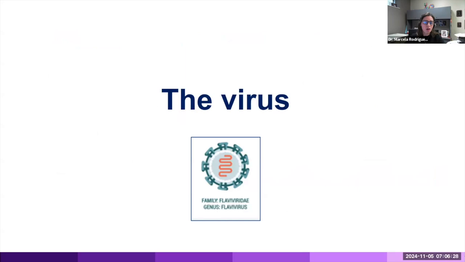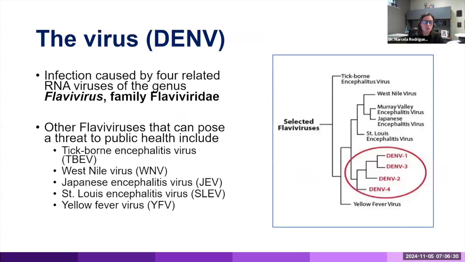So a little bit about the virus. This is called the dengue virus, abbreviated DENV. The infection is caused by 4 related RNA viruses of the genus Flavivirus, family Flaviviridae. There are some other flaviviruses that are listed here, such as tick-borne encephalitis virus, West Nile virus, Japanese encephalitis virus, and others that are related. And their similarities with these other neurotropic viruses are very evident.